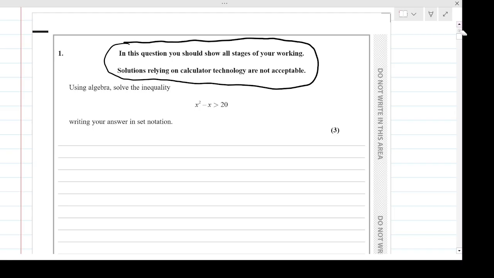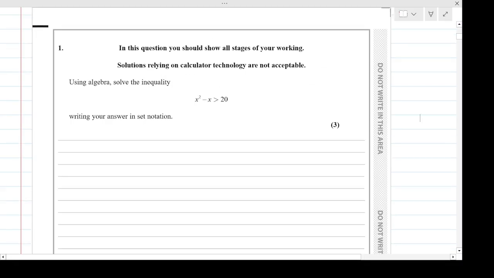What that's saying is, don't just use the calculator to get the answer. You don't use the solver function to write down your answer, okay? Because you're not showing any work and you won't pick up any marks. Have a look at the actual question now.